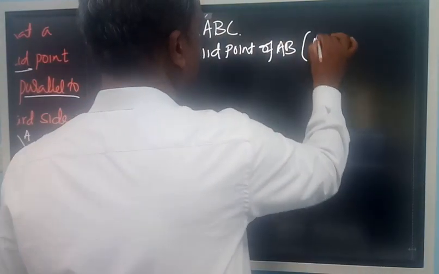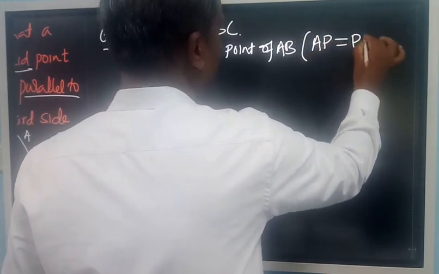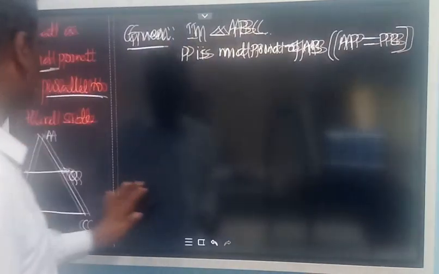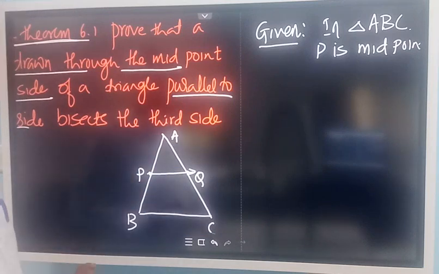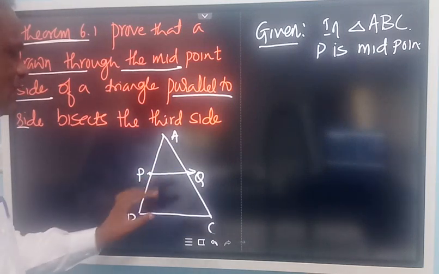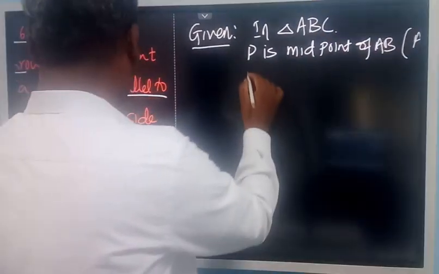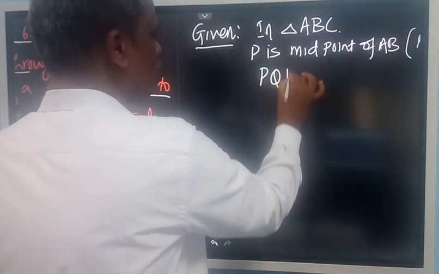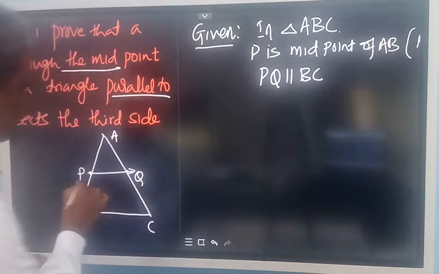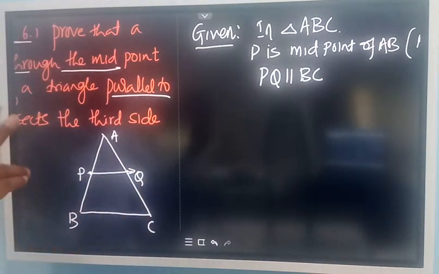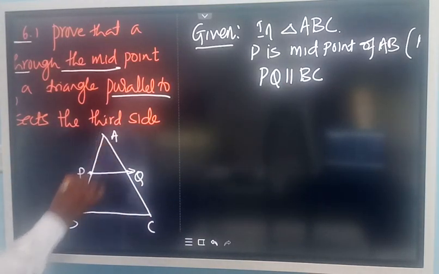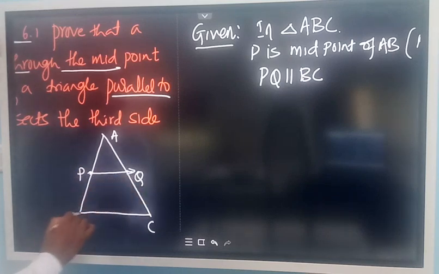AP will be equal to PB. By this you can write AP is equal to PB because it is a midpoint. And another thing is given, it is drawn parallel to the second side. So that means PQ is parallel to BC. Two things given. P is the midpoint of AB and then PQ is parallel to BC.